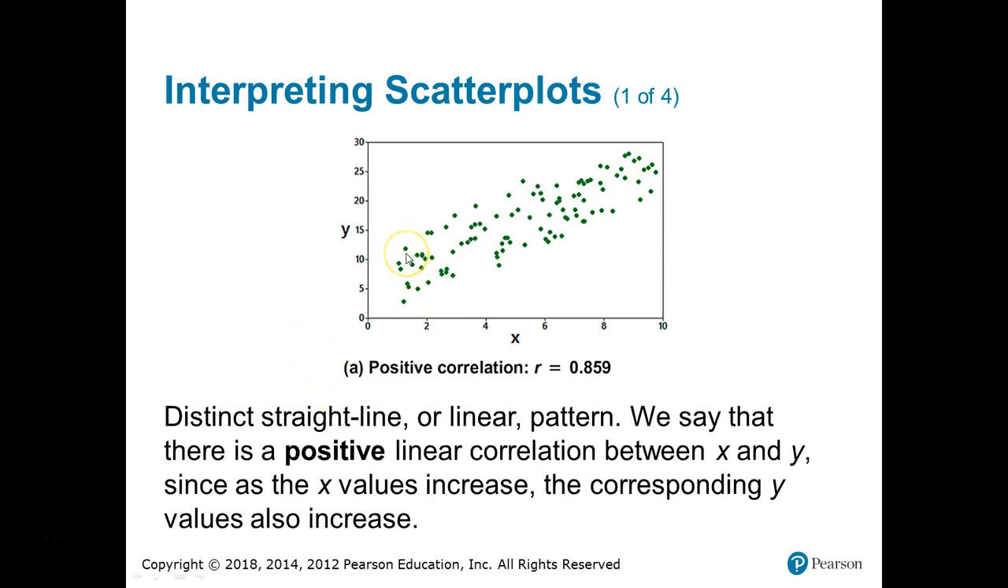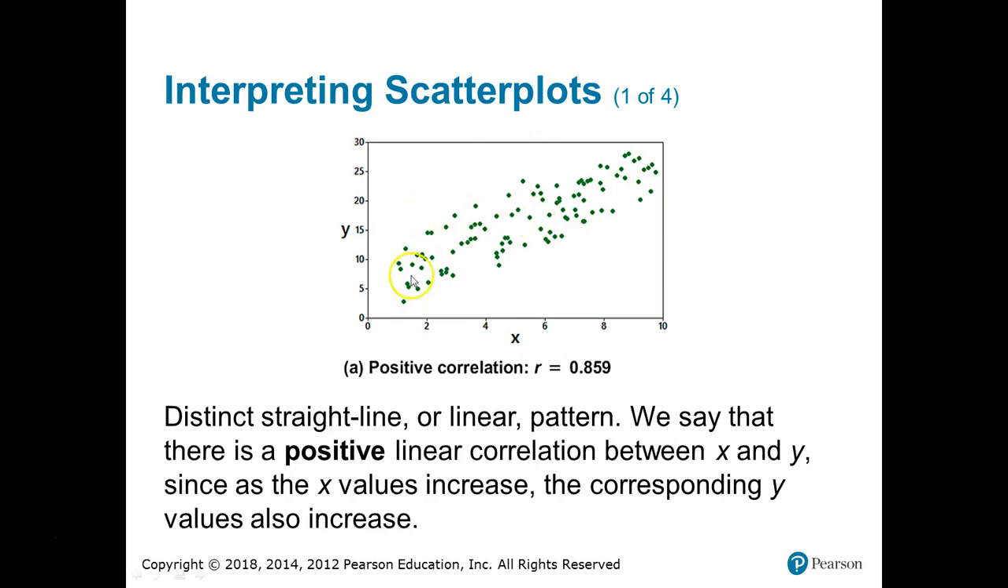Each one of these little dots represents a set of values for whatever your variables x and y are. And generally, the trend is that these are going up, so we would say that this is a positive linear correlation. If you were to calculate this, R would equal 0.859. If you remember, R is a value between -1 and 1. A value closer to -1 or 1 would suggest a strong correlation. Values closer to 0 would represent no correlation.